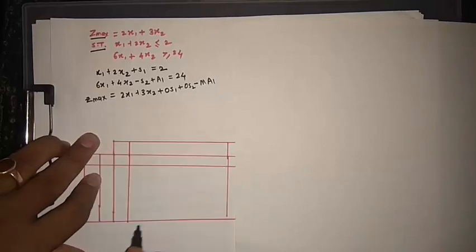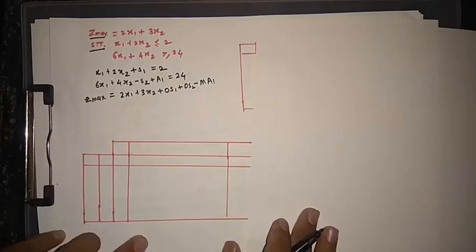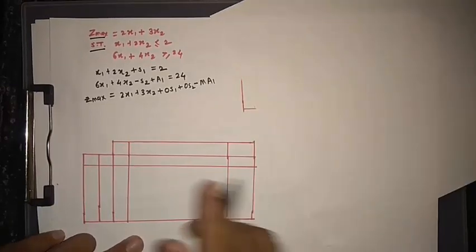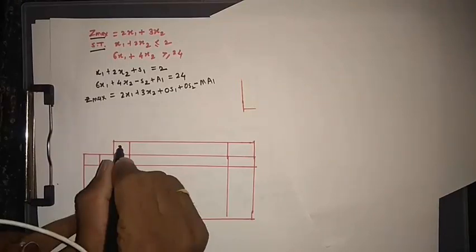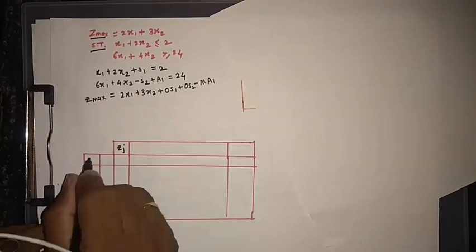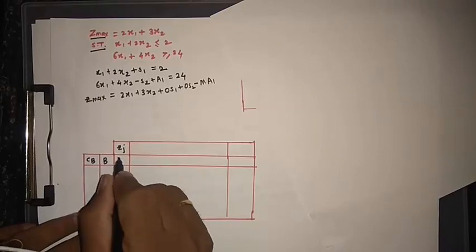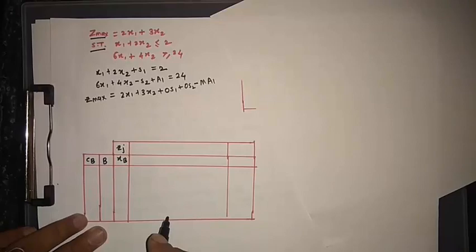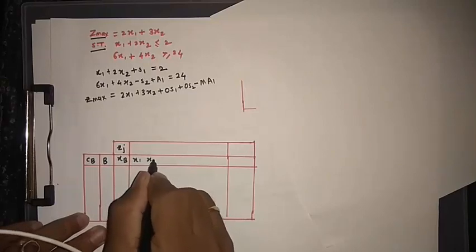Okay, now first of all, when we solve this particular problem by using the simplex method, we first of all write down the simplex table. So this value is the Zj values. After that, this is the coefficient of basic variables, these are the basic variables. After that, xb is the constraint equality values, like 2 or 24. Okay, after that, this is x1, this is x2.